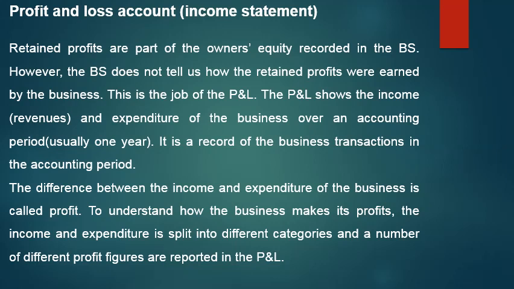The profit and loss shows the income, revenue, and expenditure of the business over an accounting period, usually 1 year. It is a record of business transactions in the accounting period. The difference between income and expenditure of the business is called profit. To understand how the business makes its profit, the income and expenditure is split into different categories, and a number of different profit figures are reported in the profit and loss.